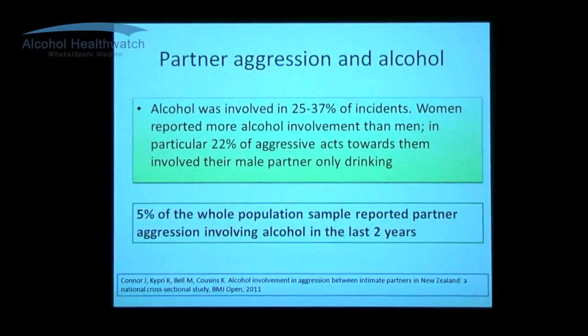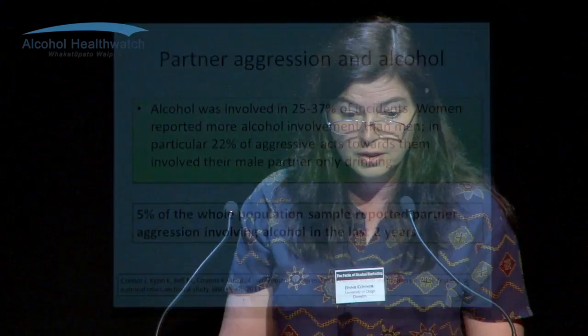The partners of heavy drinkers are obviously affected in a variety of ways, not just aggression and violence, but in a recent study of New Zealand general population that we did, we found that alcohol was involved in between a quarter and a third of all acts of aggression between partners. This is what you would call a low-risk population. This is not a previously violent or identified population. And 5% of the whole New Zealand population sample reported an aggressive incident involving alcohol in the last 2 years with their partner.